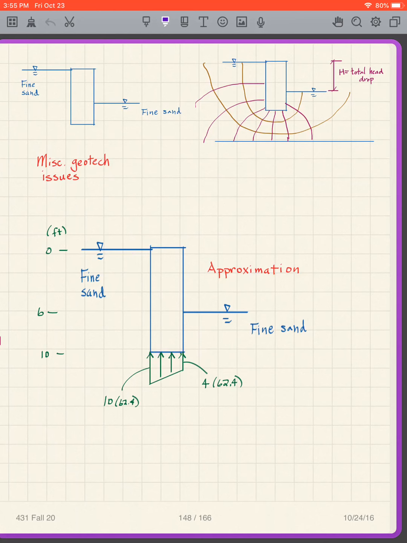And that would give me basically 10 feet times 62.4 there, 4 feet times 62.4 there, and I can make a little trapezoid of it. And that'll give me an approximation, a rough draft. For this class we can do that instead of making you draw a flow net for this case. So you can just use this as a rough estimate of what the pore pressures are at the base, when I have a water table that is different on both sides of the wall.